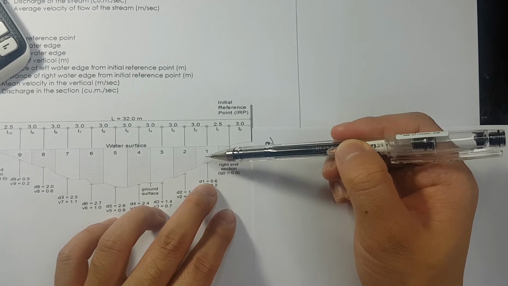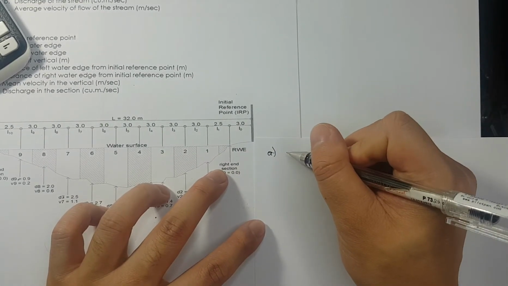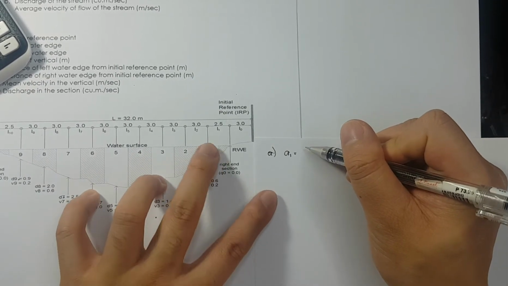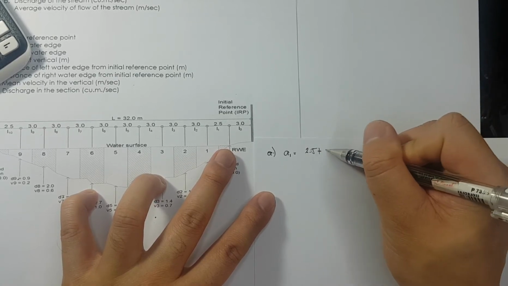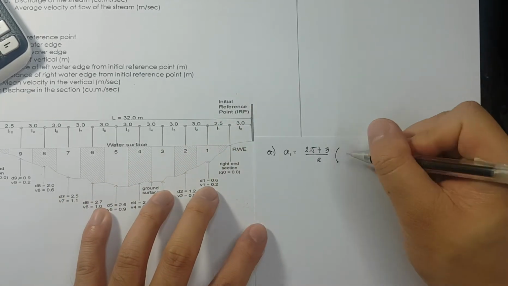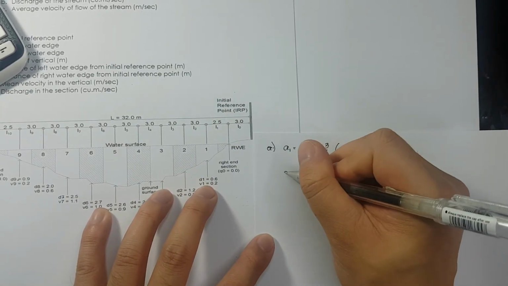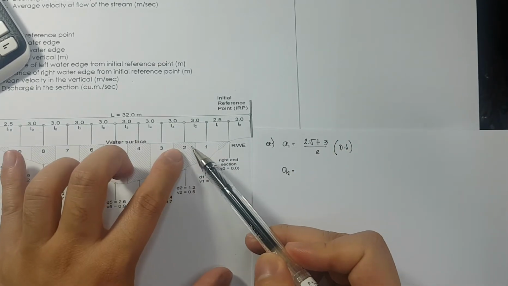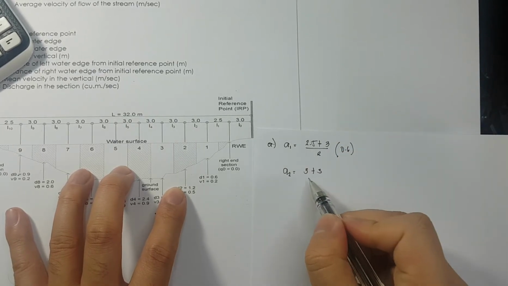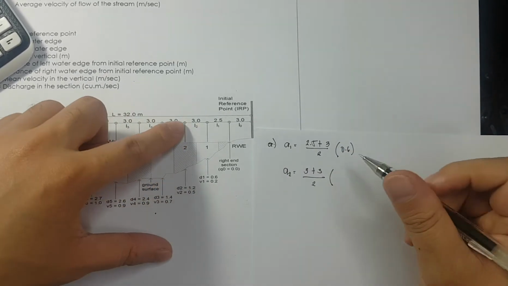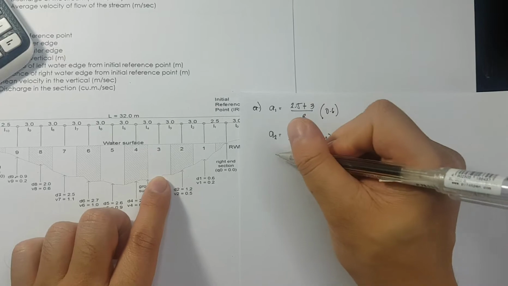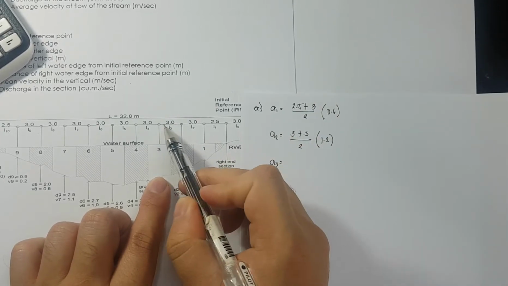Okay, so that would be the area. Let's say that is area 1, it is equivalent to 2.5 plus 3 over 2 times the depth of 0.6. Next, for area 2, it is half of 3 plus half of 3, so 3 plus 3 over 2 times the depth of 1.2. Next, for area 3, we have half of 3 plus half of 3.